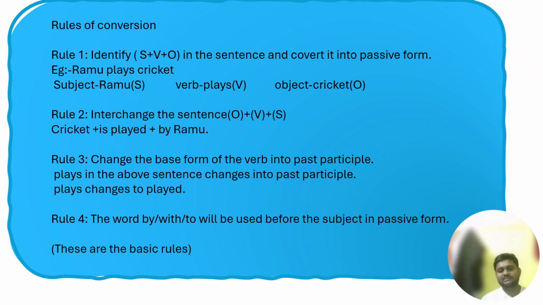And at last, the fourth rule is that the sentence which is in the passive form has words like by, with, to, which are just used before the subject. So these are the basic rules to convert a sentence from active to passive.